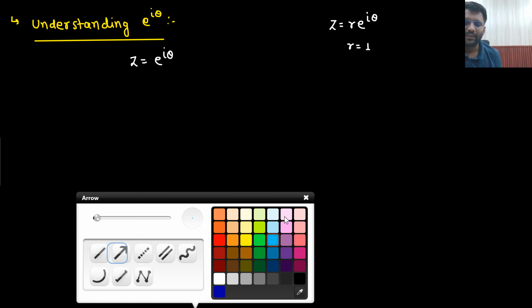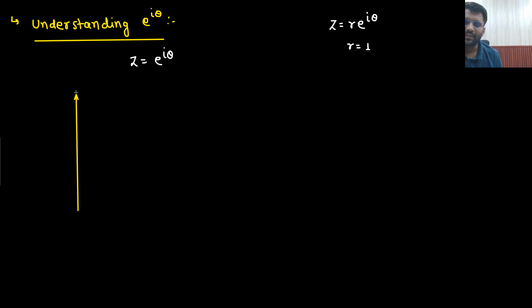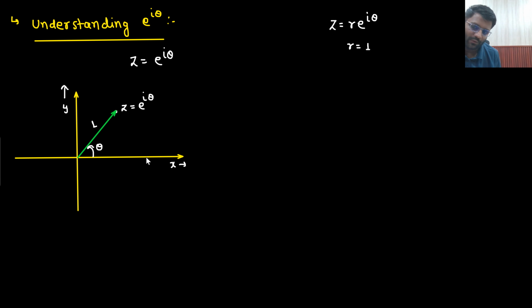Okay. So let's make the diagram. Let's represent this number e to the power iota theta. I am representing this number z, which is e to the power iota theta. So the distance from the origin, this distance, is 1, and it is making an angle of theta with the positive x-axis in the anti-clockwise direction. Say yes or no? Now this is our number z, which is e to the power iota theta.